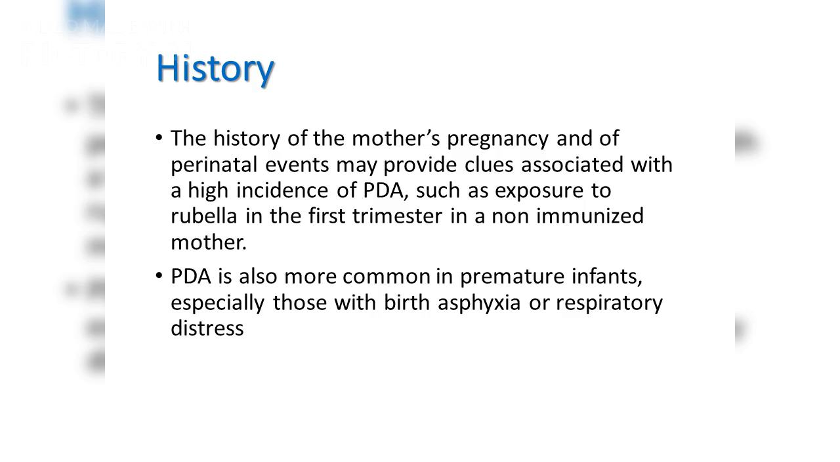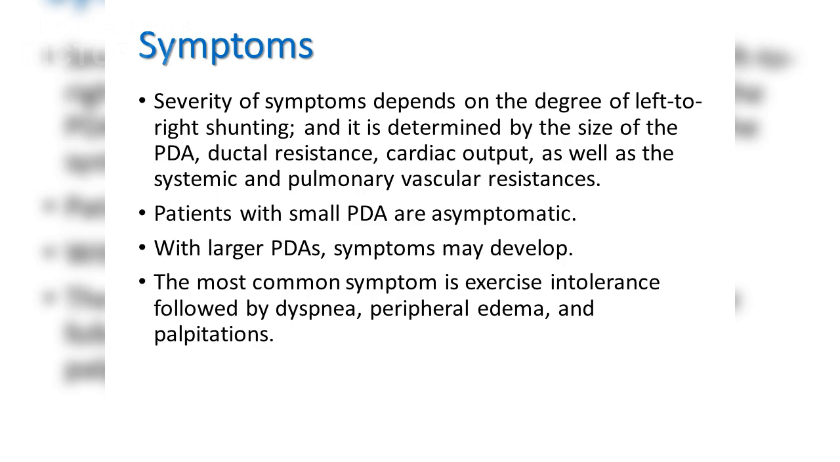Now, let's explore the clinical manifestations of patent ductus arteriosus. A detailed maternal and perinatal history can provide clues to PDA, especially in cases of rubella exposure or premature birth with respiratory distress. Symptoms of PDA vary with the degree of shunting. Small PDAs are often asymptomatic, while larger ones can cause exercise intolerance, dyspnea, edema, and palpitations.